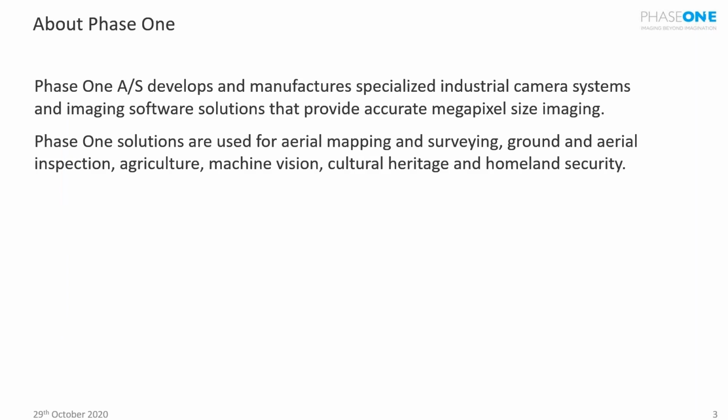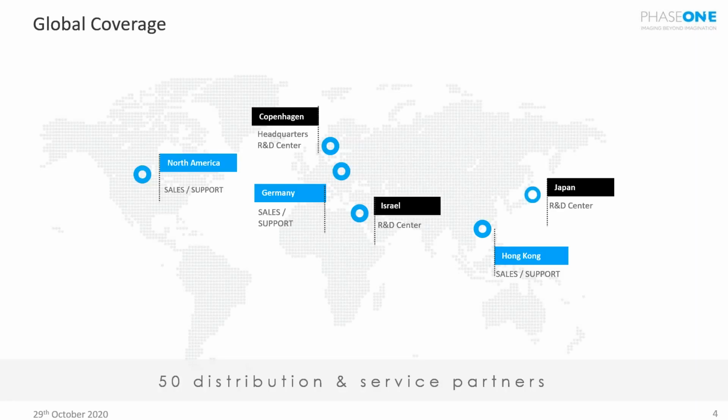Phase 1 develops and manufactures specialized industrial camera systems and imaging software solutions that provide accurate megapixel-size imaging. Our solutions are used for aerial mapping and surveying, ground and aerial inspection, agriculture, machine vision, cultural heritage, and homeland security. Our headquarters is in Copenhagen, and we have R&D centers in Copenhagen, Israel, and Japan, and sales and support offices in North America in Denver, in Germany, and in Hong Kong.